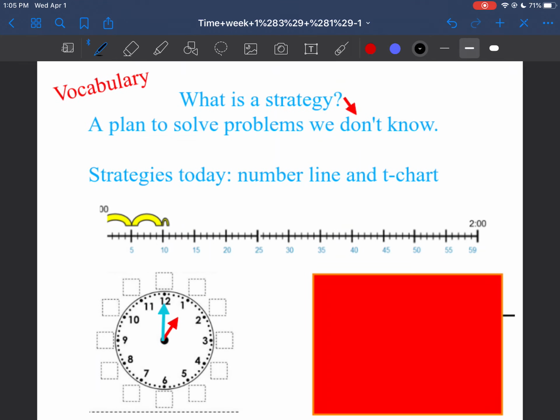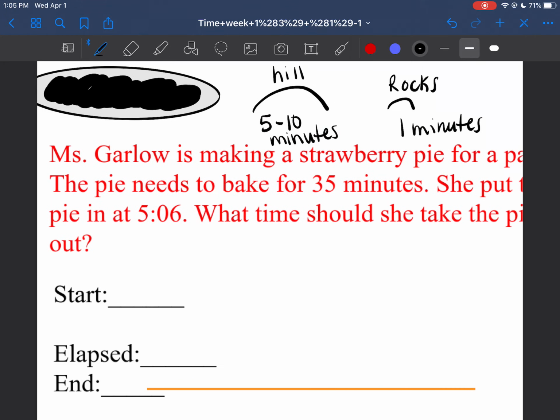All right, so we have started using this number line strategy right here. I don't want us to worry too much about the T-chart right now because when we get back to school, hopefully your teacher will be able to teach you that a little bit better. But for now, we're going to keep using this number line strategy. So on these, remember, we're going to start with writing start, elapse, and end. And this is going to help organize the information that we need in order to solve the problem.